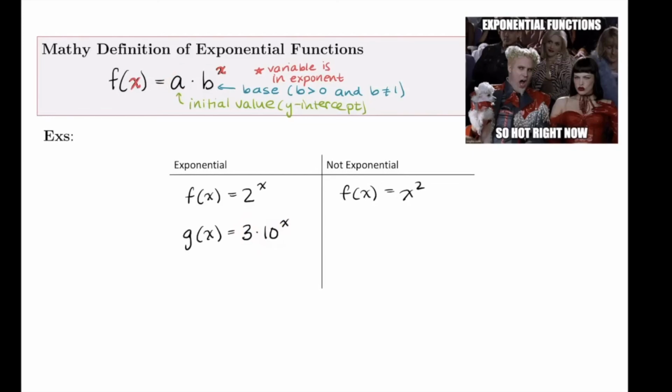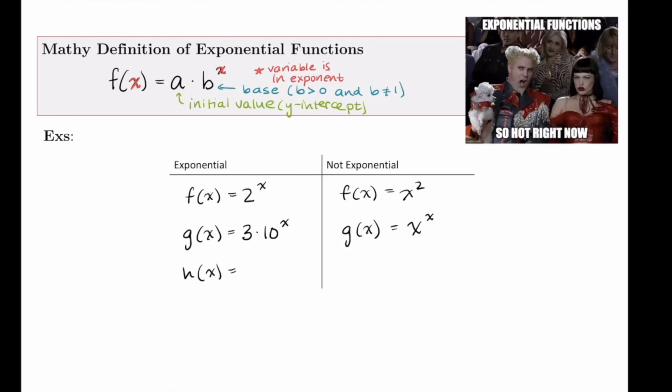Not exponential, here's just another example. x to the 10th would be a good example related to this, but can you even just point out like x to the x? That's not exponential. We need only a variable in the exponent, not in both the base and the exponent, so that would be a problem. It's actually a really interesting function, but we won't talk about that in this class, unless you want to come hang out and discuss it with me.